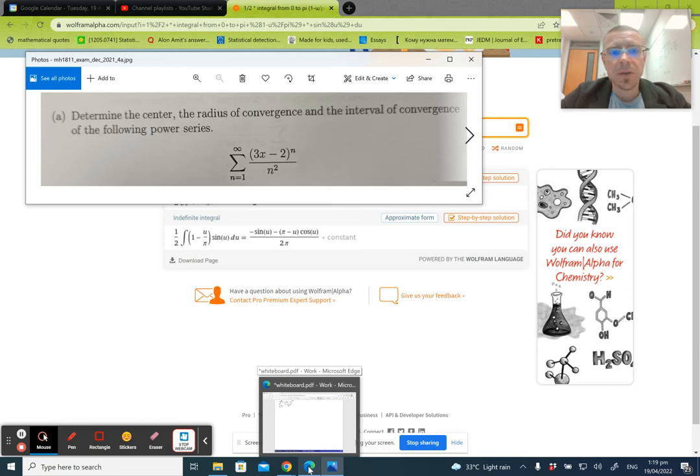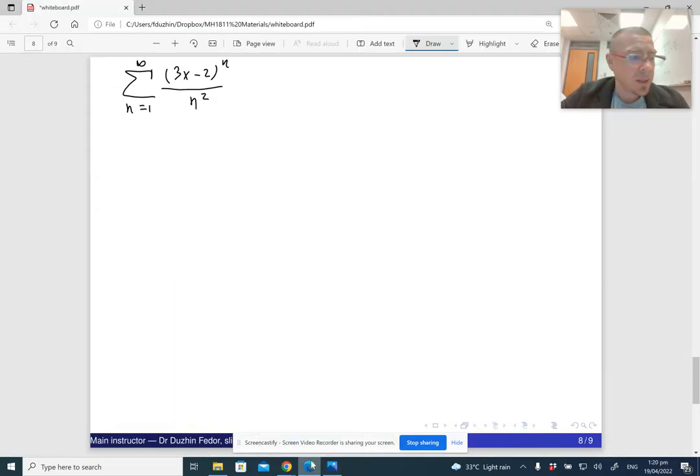The next question is a power series. So we're supposed to find the center, the radius of convergence, and the interval of convergence of this power series, right? So let's do it. The common term of this series, so a_n is (3x − 2)^n divided by n squared. So let us apply the root test.